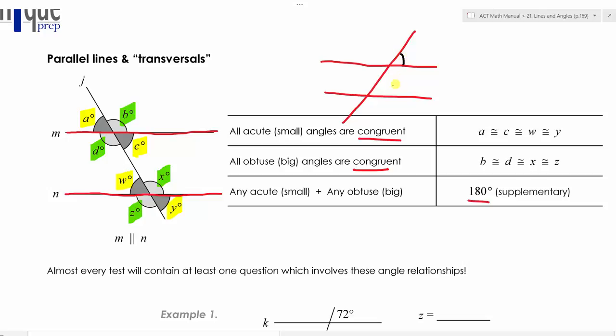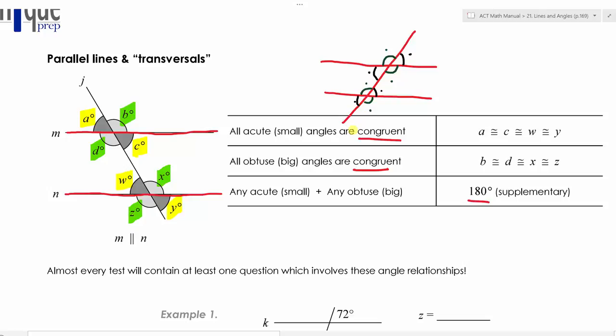So I can see a small angle here. I'm just going to mark all the small angles in black, small, small, small, small. And then I can see a big angle here. I'm marking the big angles in green, big, big, big, big. And so now I know those are all equal. And then the little ones, those are all equal.